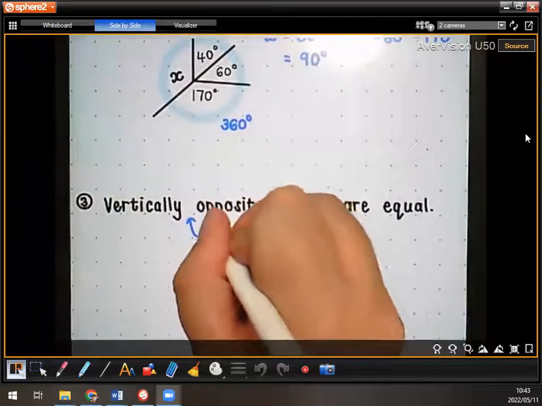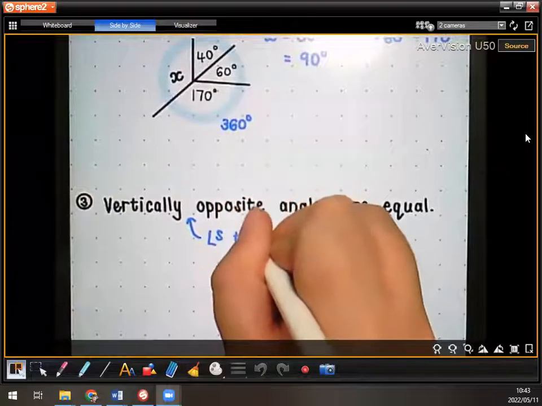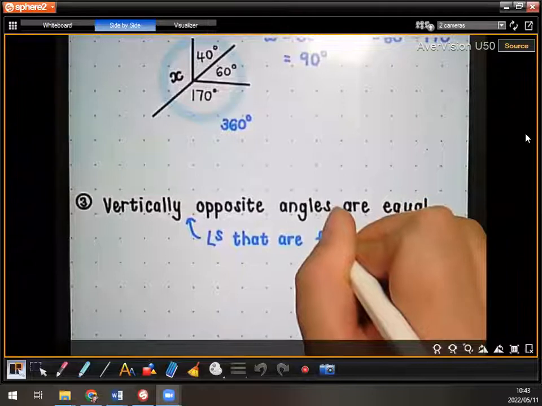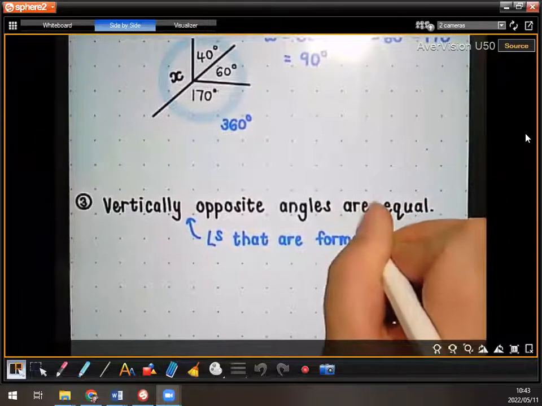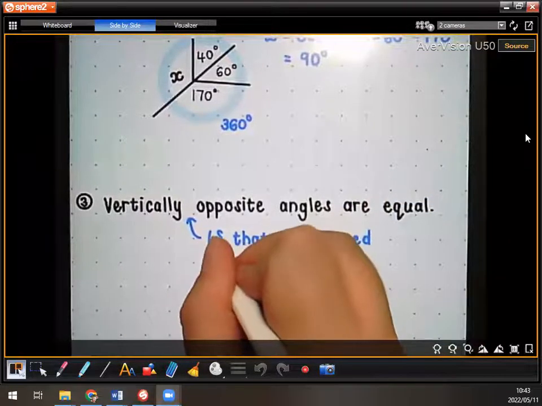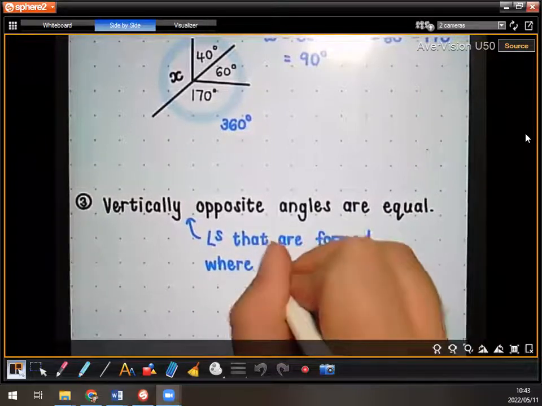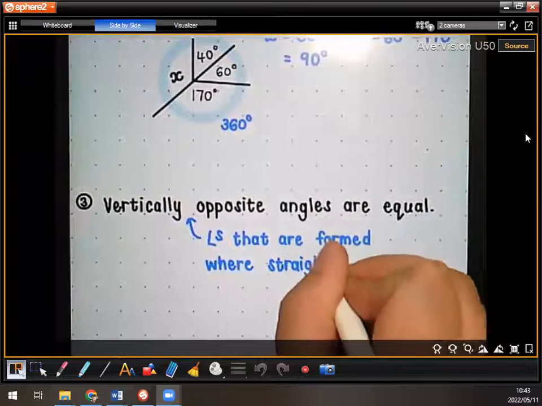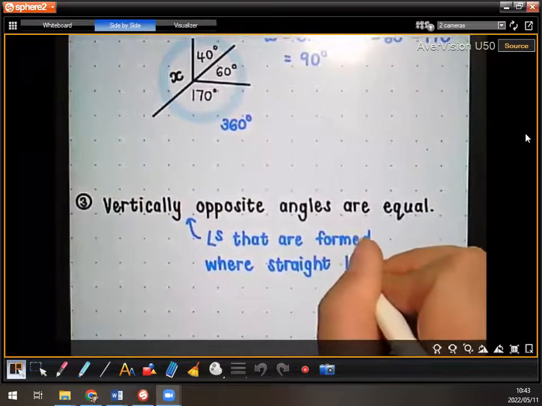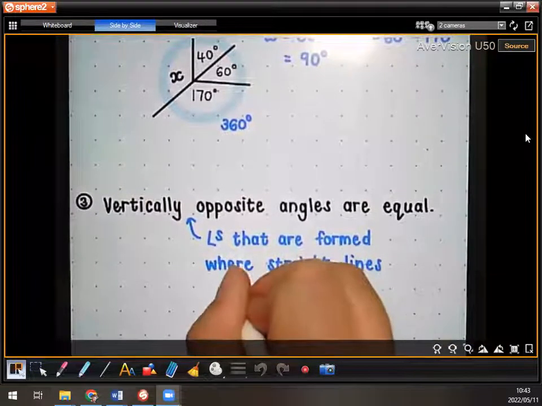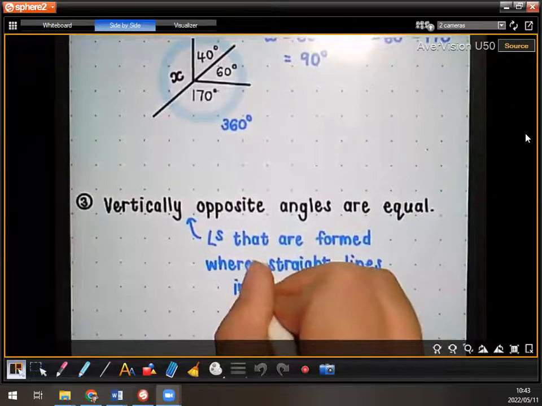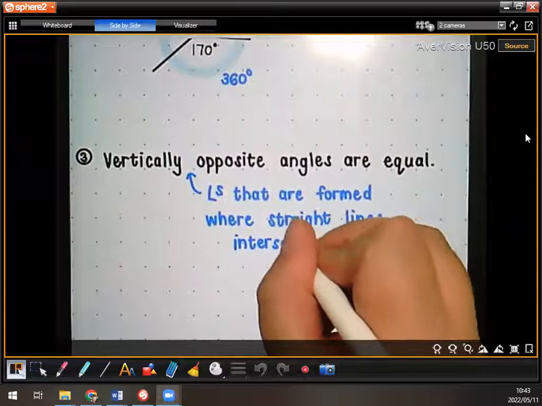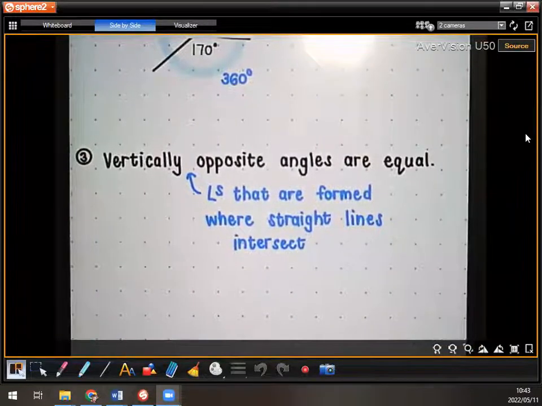So those are angles that are formed when straight lines intersect. I'll explain what that word means as well. So it's a lot of new terminology that we're learning today.